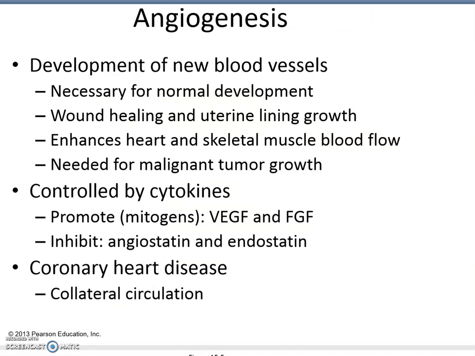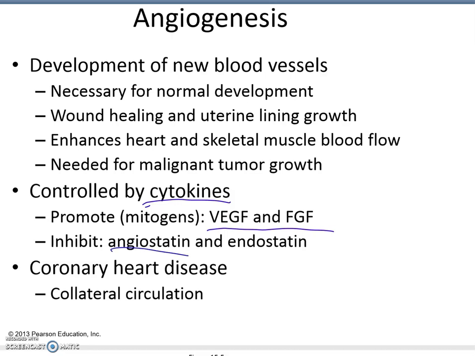Here's another term that you should know. It's called angiogenesis. Genesis is to make or to create. Angio is vessel. So basically that's the development of new blood vessels, which is controlled by cytokines. These are messenger molecules. They promote cell division. And here are some examples: the vascular endothelial growth factor, VEGF, and the fibroblast growth factor. Those are contributing factors. These are messenger molecules that promote mitosis, cell division, to generate more vascular tissue.